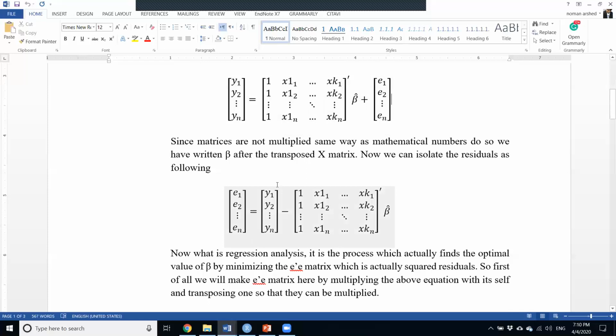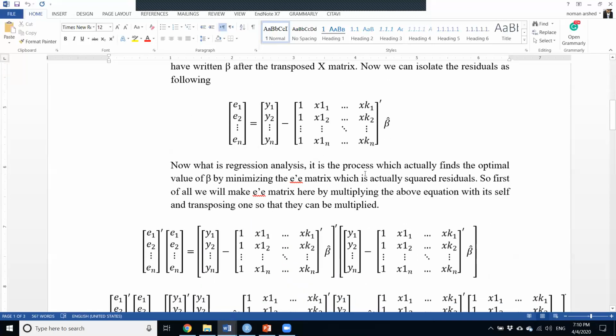So error term matrix is equal to y matrix minus x matrix times beta. Now if we need to solve it, we need to first of all multiply it with itself to create a square form. In a matrix, if you need to calculate a square form, you need to take a transpose. So error term transpose into error term is equal to (y minus x beta) whole transpose, times (y minus x beta). So we have actually squared this matrix.